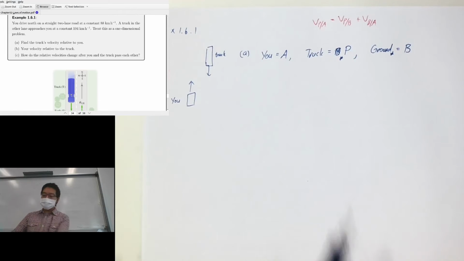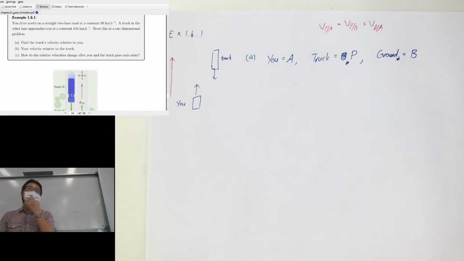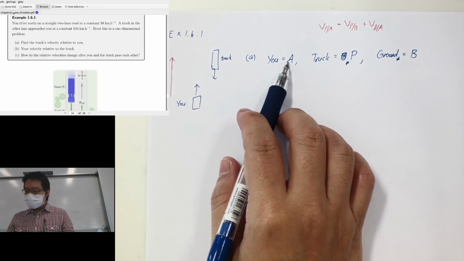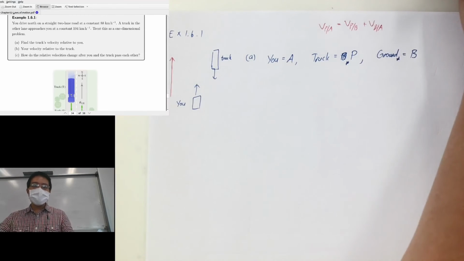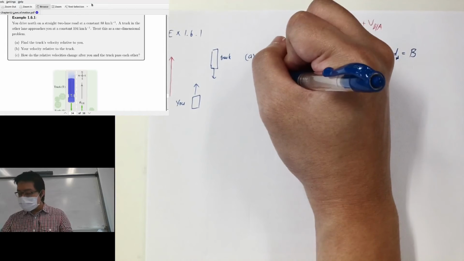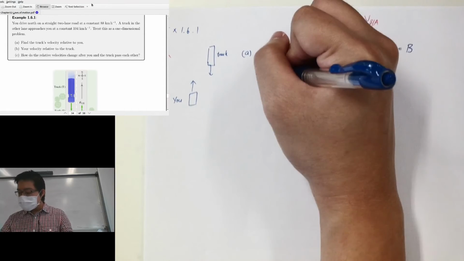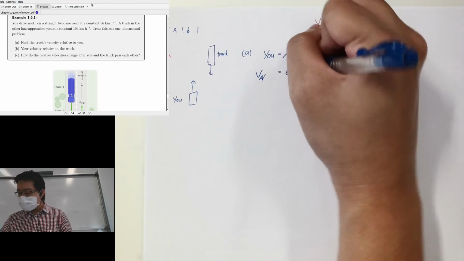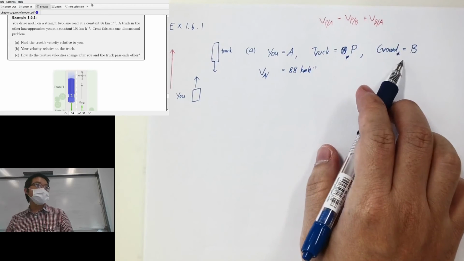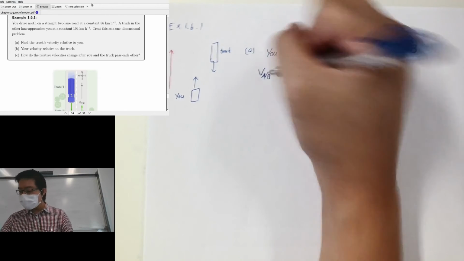Actually you can assign it in different ways. You should be able to get the correct answer anyway, just that you put in the signs correctly. According to the question, 88 is relative to the ground, which is to say that the velocity of A relative to something is 88. So which one? B. So this is how you put this here.